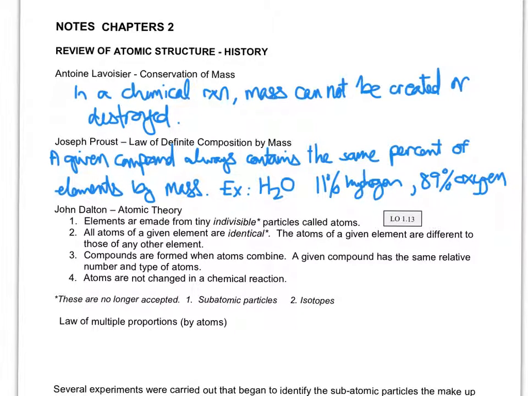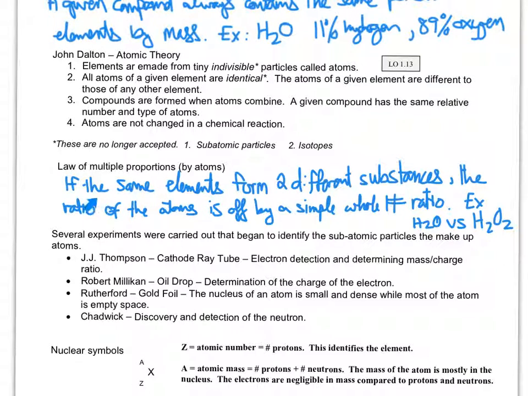Next is law of multiple proportions by atoms. So what that means is if the same elements form two different substances, the ratio of the atoms in these two different substances is off by a simple whole number ratio. So for example, hydrogen and oxygen can combine in a 2-to-1 ratio to form water, or they can combine in a 2-to-2 or a 1-to-1 ratio to form hydrogen peroxide. Again, you do not need to memorize any of this stuff. You just need to be aware and understand what these things mean.